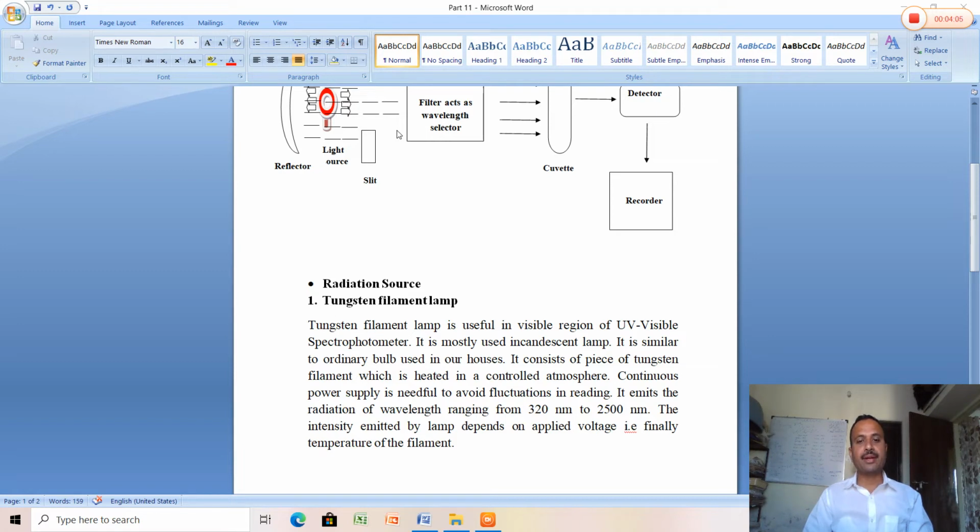The intensity emitted by the lamp depends on the applied voltage, that means the final temperature of the filament. So the temperature of the filament plays an important role, because the intensity of the emitted radiation is directly proportional to the applied voltage and to the temperature of the filament.